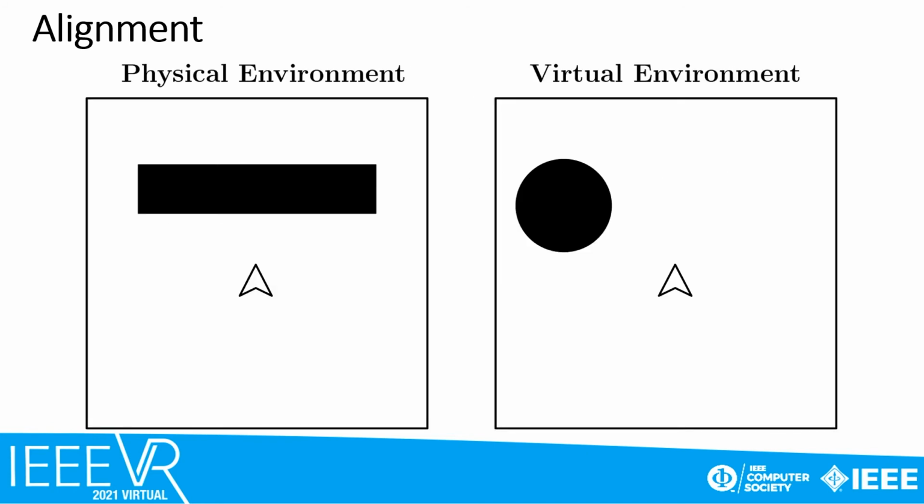Now we'll talk a bit more about how alignment can be useful for VR locomotion. Consider this pair of physical and virtual environments. The positions of obstacles, illustrated as black shapes, relative to the user, depicted as a cursor, are different in both environments. If the user tries to walk forward in VR, they will walk into the obstacle in front of them in the physical world.